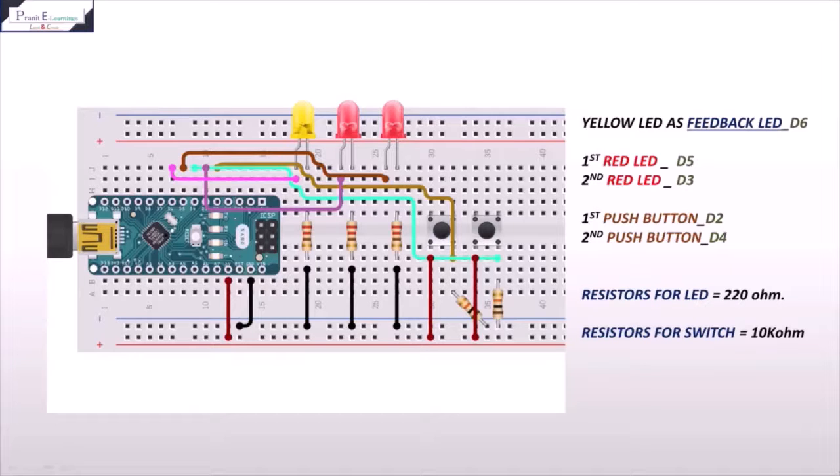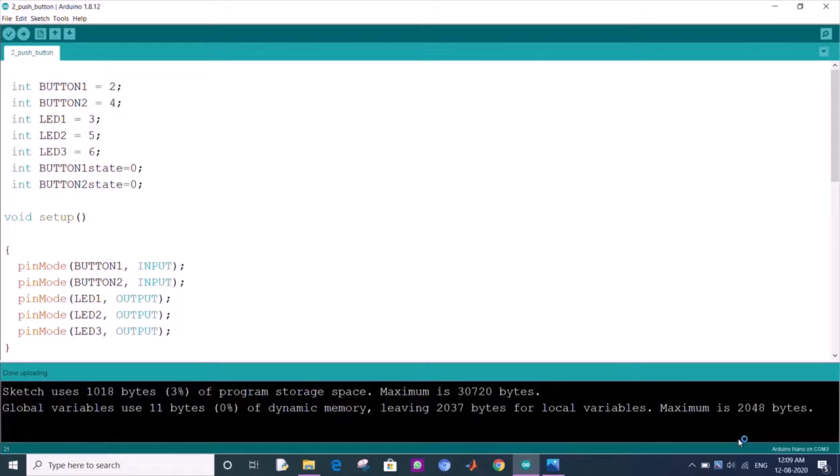I have used 220 ohms resistor. You can use 1 kilo ohms resistor also. And the resistor for switch, that is pull down resistor, here it is 10 kilo ohms. So guys, I have already typed the Arduino code.